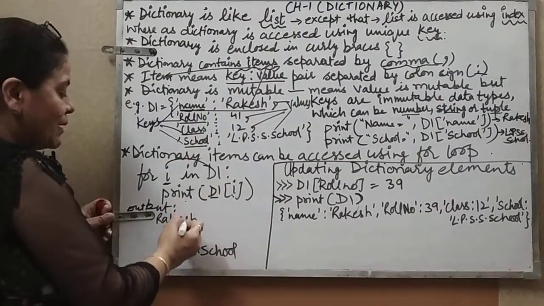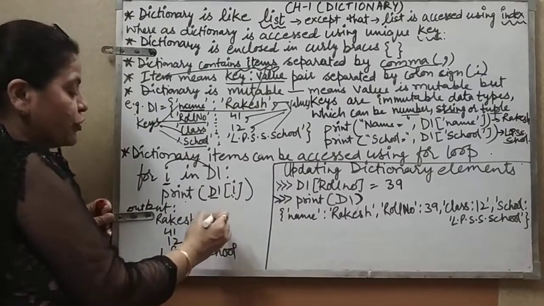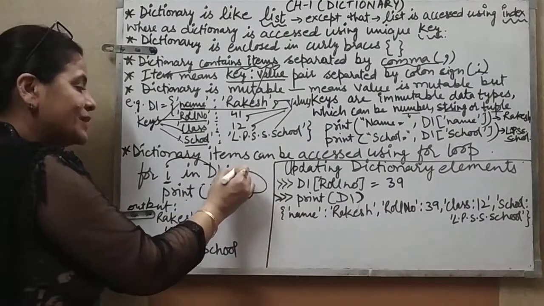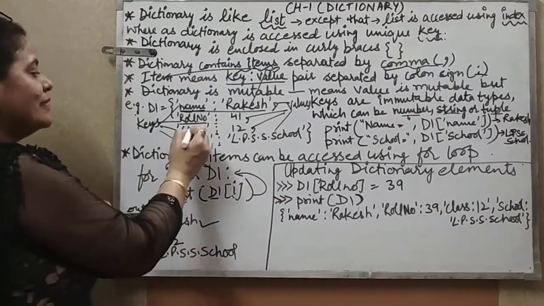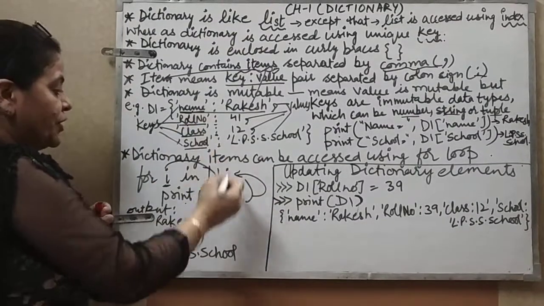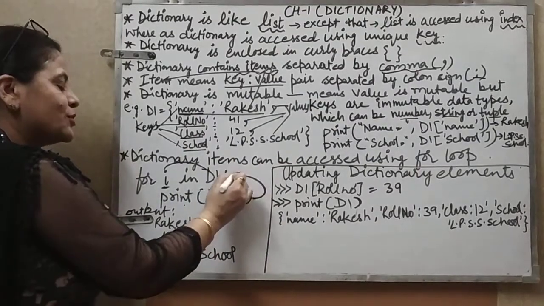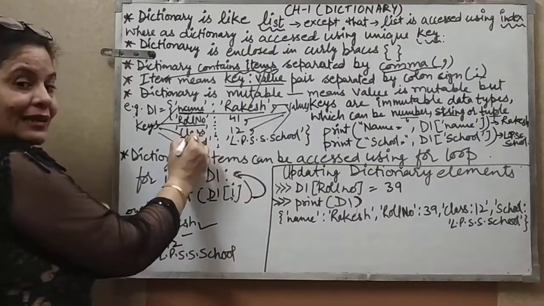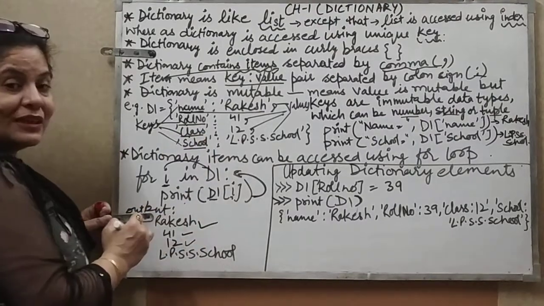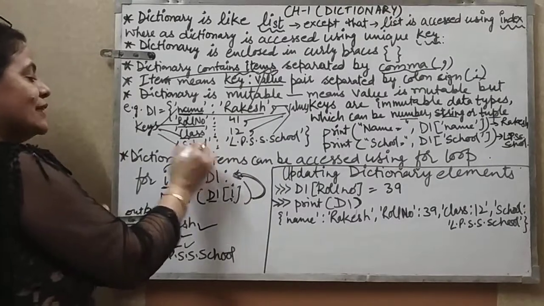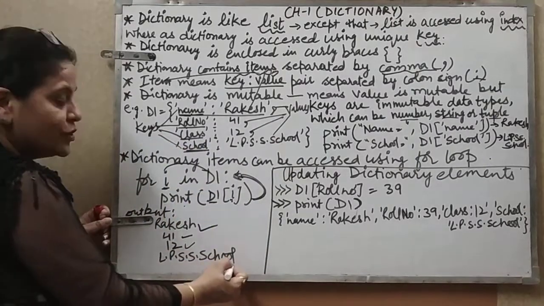What is stored in the name of D1? Rakesh. So that first value will give me Rakesh. The second time when it goes into the loop, I will contain the second key which is roll number. So D1 roll number means 41. Again it will go back to the loop. The third key is class. So it will display me the value as 12. And the fourth key, again it will go back, and the fourth key is school. It will display the name of the school here.